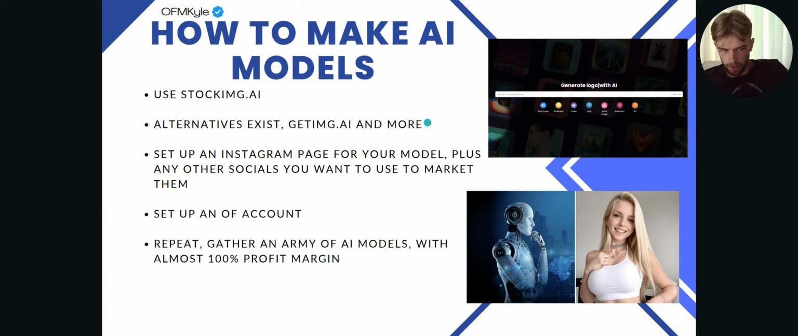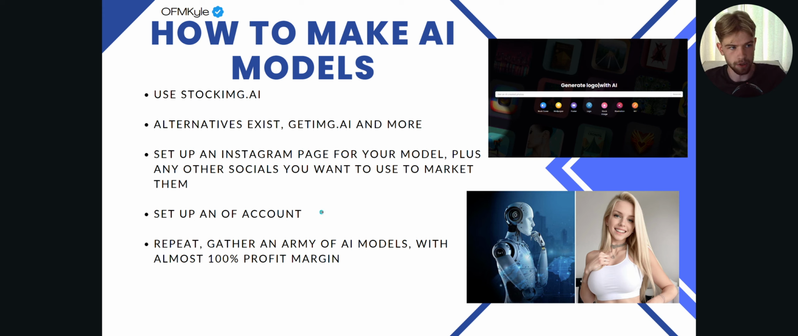How to make AI models then. So I'm going to go into the actual program in a second, but basically we use Stock Image AI. This is what we use. There are alternatives, getimage.ai. There are others as well. What you want to do is set up an Instagram page for your model, or Twitter page, or whatever, or all of the above. Set up all socials to make your model look as legit as possible. Set up an OnlyFans account as well. Again, there are alternative methods. So if you don't want to set up an OnlyFans account with AI models, you can set up alternative routes to get paid.